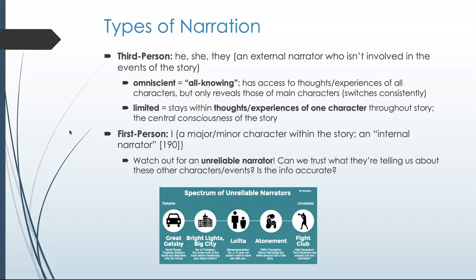So we typically don't get a lot of the internalized monologue or thinking or responses to whatever's happening. We can, and I'll talk about that in a second, but there tends to be two different types of third person, if you will. So we've got the omniscient, which is all knowing. They are basically able to tell us what's going on in multiple characters' lives, whatever they may be feeling or responding to. And it does switch consistently throughout the main characters.